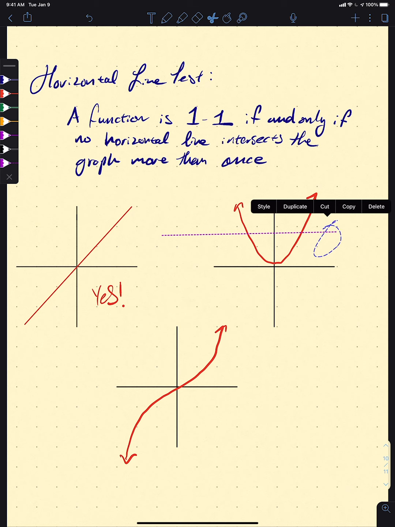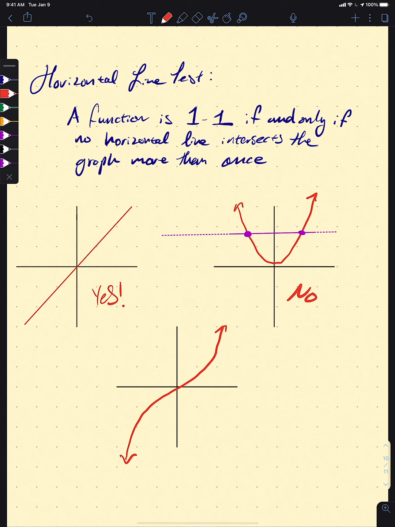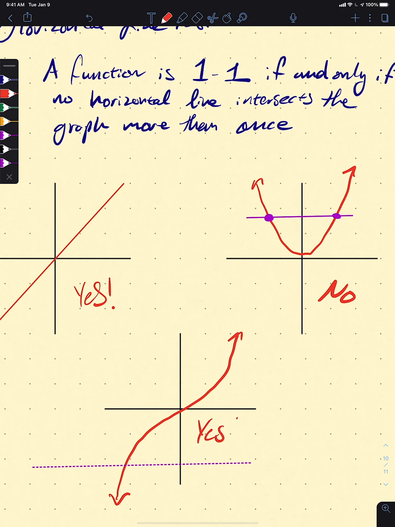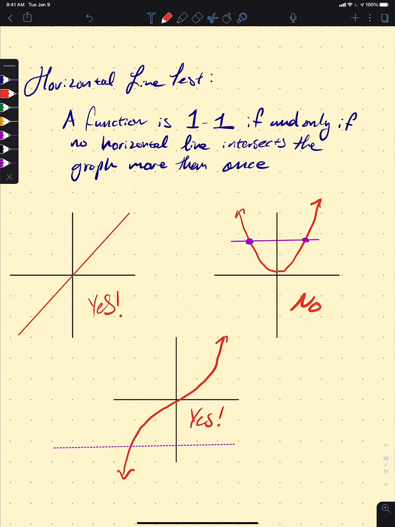What about our parabola? Well, if I put it right there, you can see we have this horizontal line right here, which touches it at two distinct points. So no. Okay. What about this cubic? As I scan it up and down, it would seem to me like that's only ever going to touch once. So indeed, the cubic is one-to-one.